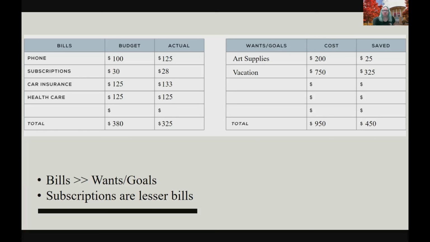And then wants and goals, you can have as much or as little on that side as you want. I put art supplies, maybe this person really likes to do some kind of art, like canvas painting or whatnot, and they like to spend money on new paints, new brushes, and things like that. So they spend about $200, but they actually in the end save $25 because they usually buy more. Same with the vacation, they wanted to go somewhere this month, so they did.